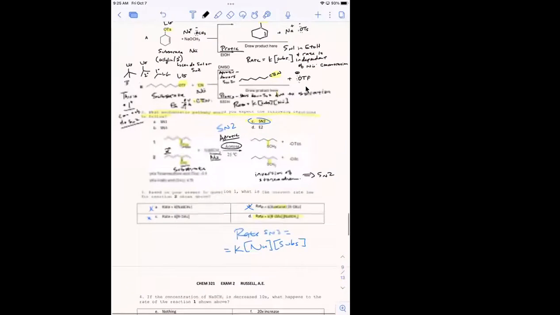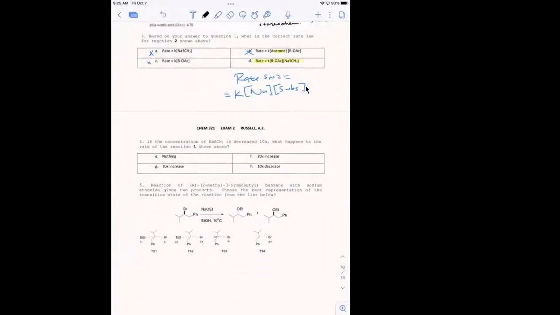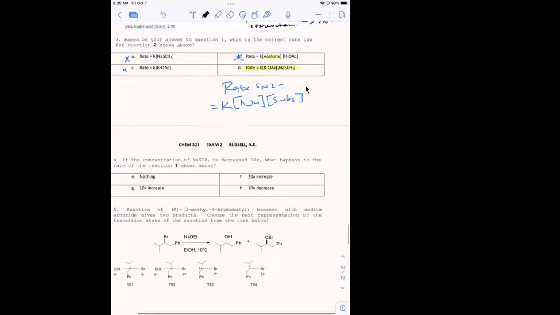All right, so knowing that, let's answer question 4. If the concentration of sodium methyl sulfide is decreased by 10 times, and we already know what the rate is because we have the rate law up here, what happens to the rate of the reaction shown above? So reaction 1.